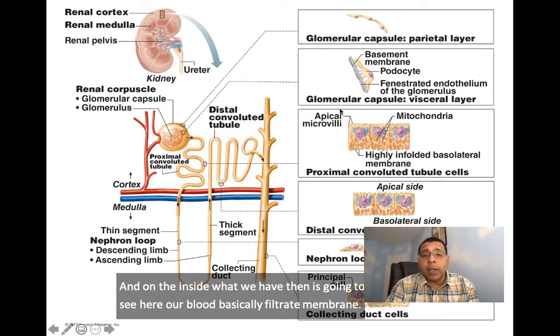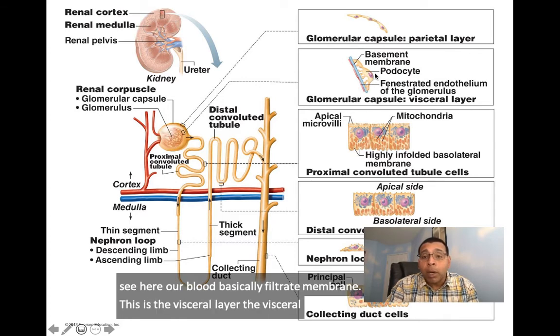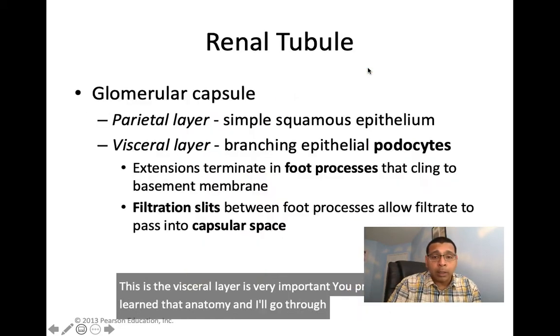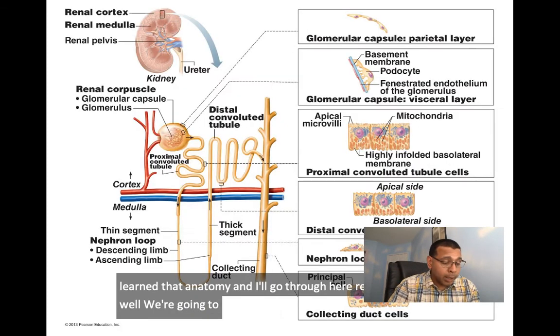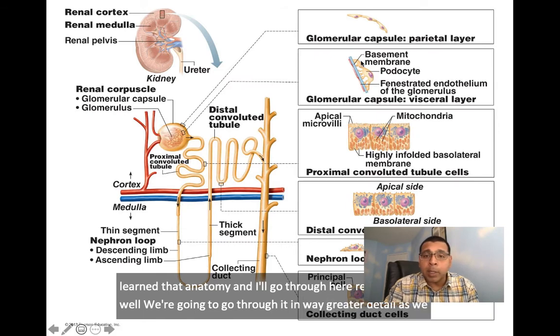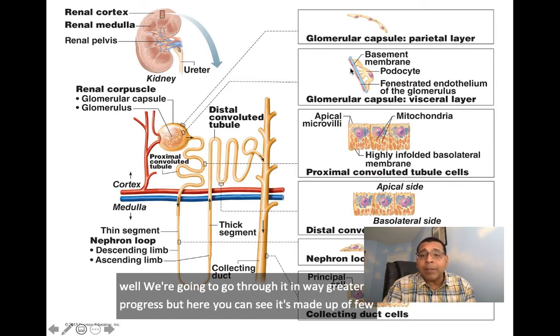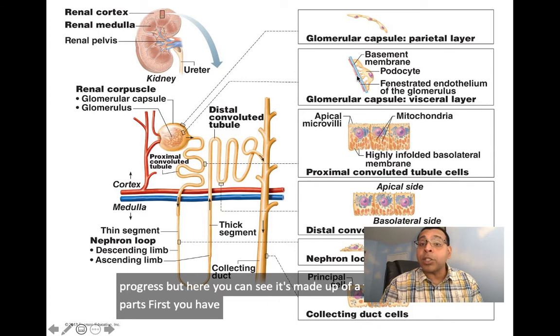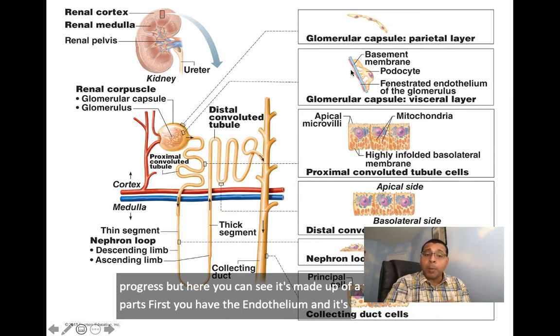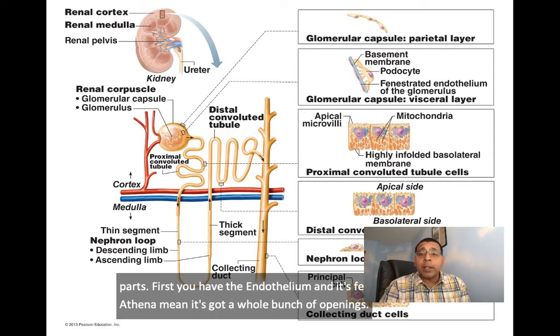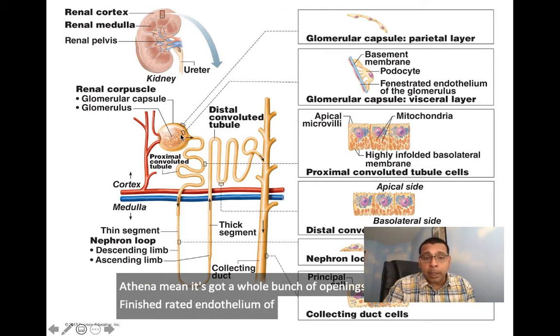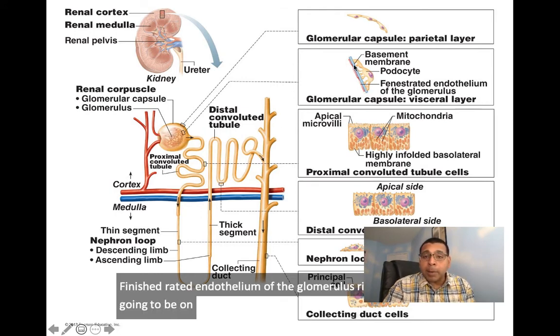This is the visceral layer. The visceral layer is very important. You probably learned that in anatomy, and I'll go through it here real quick as well. We're going to go through it in way greater detail as we progress. But here you can see it's made up of a few different parts. First, you have the endothelium, and it's fenestrated endothelium, meaning it's got a whole bunch of openings. Fenestrated endothelium of the glomerulus, right? That's going to be on the inside. And then you can see here a basement membrane.